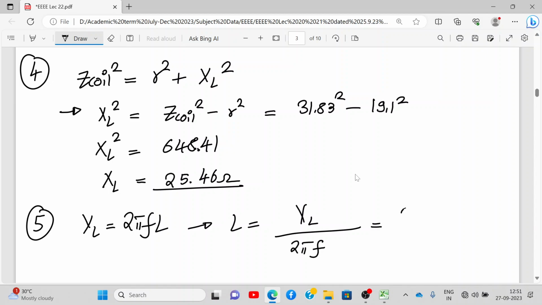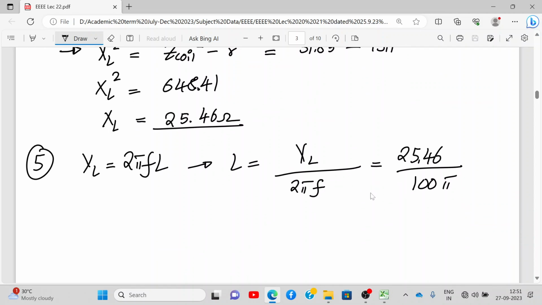Now, what is XL? 25.46 divided by 100 pi, because frequency is 50. Calculate this. L is 0.081 Henry. This is the answer. Okay? No two numericals are the same. All are different varieties. So complete this.